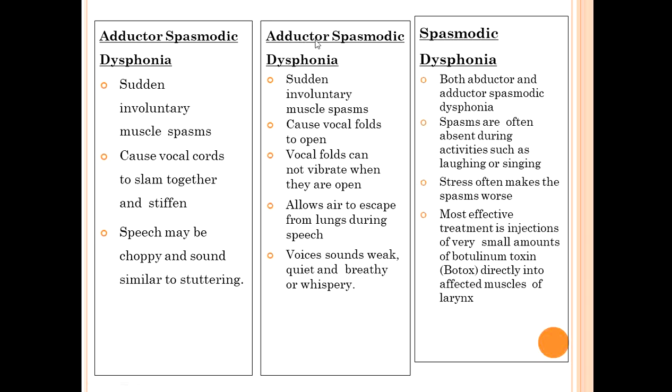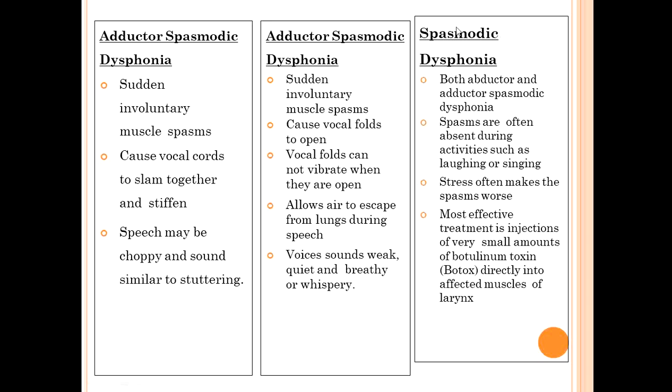Okay, this is not adductor, this is abductor. Here there is a sudden involuntary muscle spasm, and the vocal folds will open. Remember, this is not adductor, this is abductor. So the vocal folds cannot vibrate. When they are open, they will not be able to vibrate, so air will escape from the lungs during speech production. That is why the voice will be very weak, quiet, and breathy or whispery. So that is abductor spasmodic dysphonia.